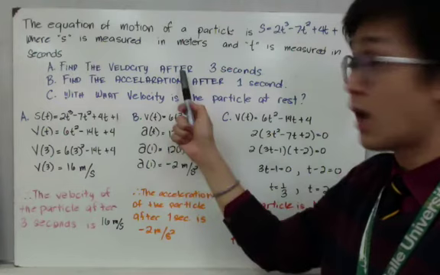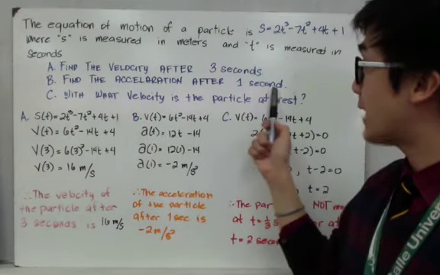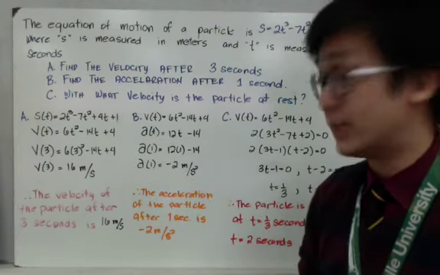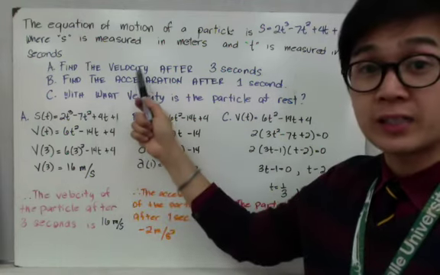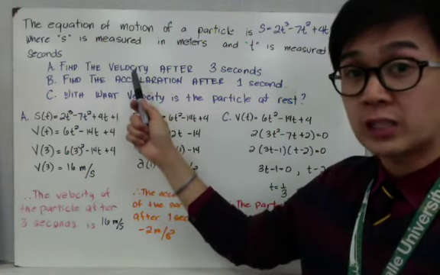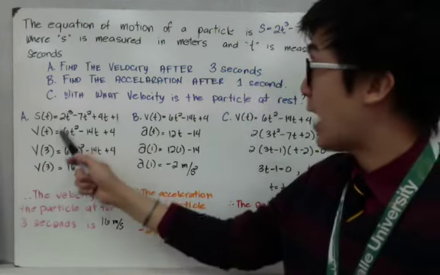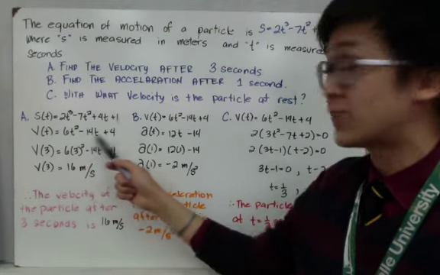So let's find the velocity after 3 seconds. For B, the acceleration after 1 second. And for C, at what time is the particle at rest. For letter A, it's pretty simple because we just need to find the velocity. And we know that to find the velocity, we just need to take the derivative of our function. So the derivative gives us 6t squared minus 14t plus 4.